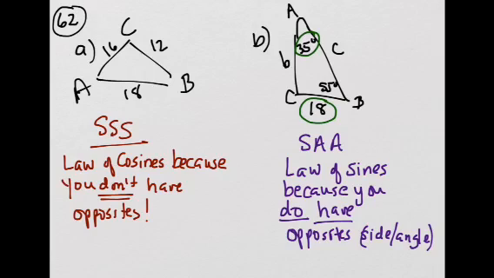Alright, for 62, it's only asking you to identify which law you'd use and why. And for A, you have side, side, side, no opposites, so then you would have to use the law of cosines. For B, it's side, angle, angle. You could use the law of sines because you do have opposites. So here, the angle and its opposite side. As it turns out, this is a right triangle because these add up to 90, so you could even use SOHCAHTOA for B. Okay? But law of sines definitely for B.